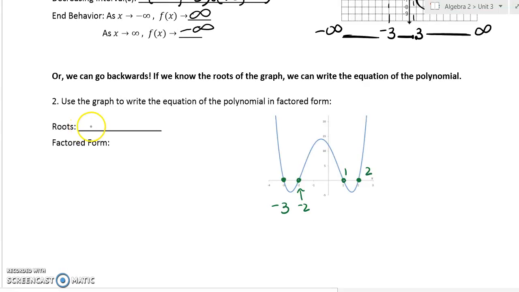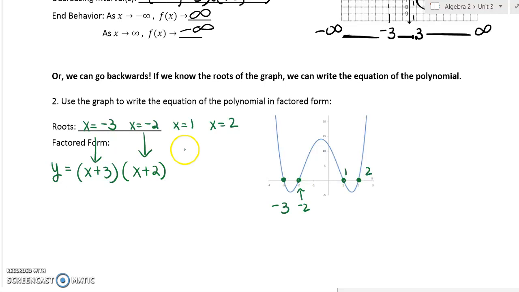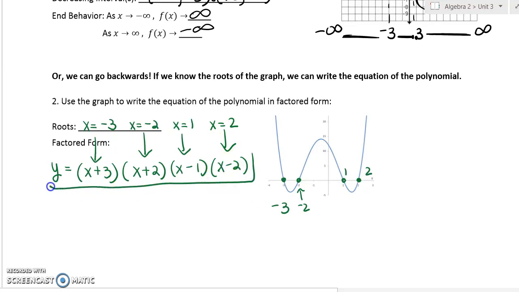The roots are, there's one at x equals negative 3, x equals negative 2, x equals 1, and x equals 2. And therefore, when we want to put this in factored form, what happens is we're going to have y equals, x equals negative 3 is going to give us the factor x plus 3. X equals negative 2 is going to give us the factor x plus 2. X equals 1 is going to give us the x minus 1. And x equals 2 is going to give us the factor x minus 2. And that is our polynomial in factored form.